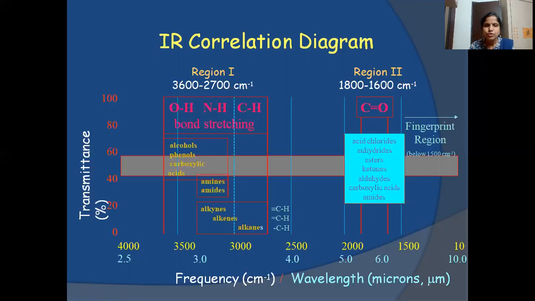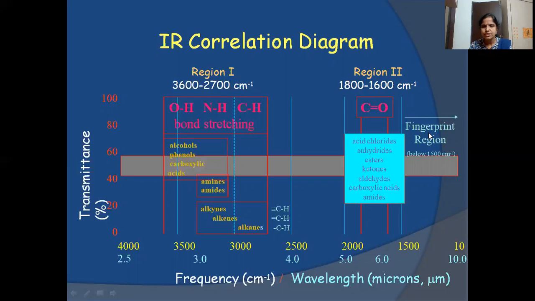So carbonyl functional group means what? What are the functional groups that have the C double bond O group? They are acid chlorides, anhydrides, esters, ketones, aldehydes, carboxylic acids and amides. All these functional groups lie in this 1800 to 1600 region. That means in all these functional groups, we have the C double bond O group, so C double bond O stretching vibrations are seen in this region.